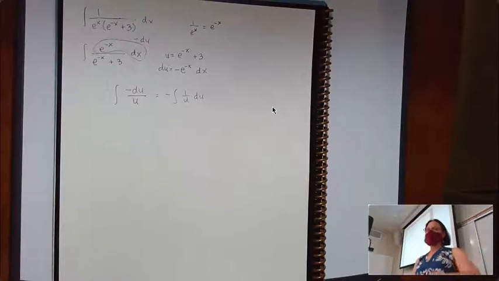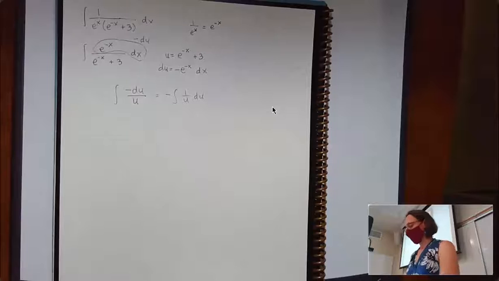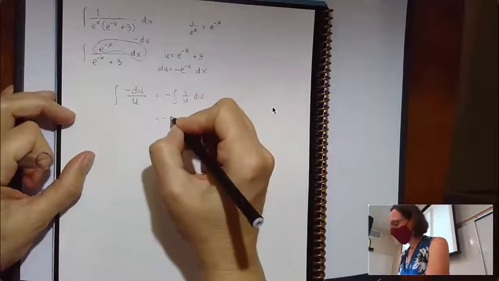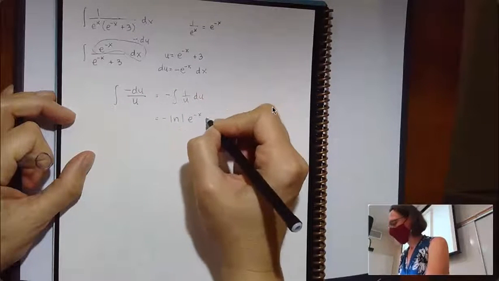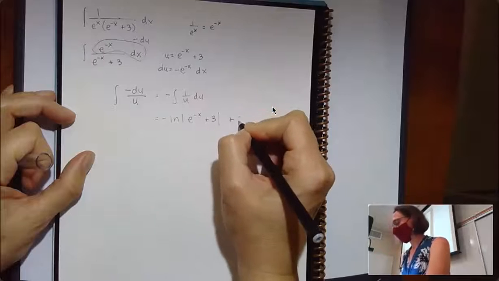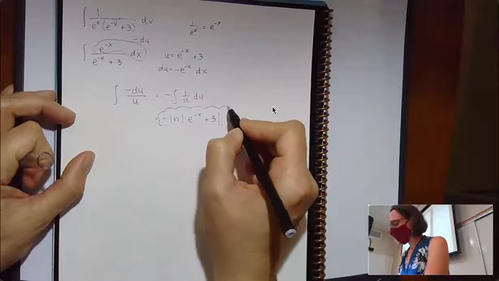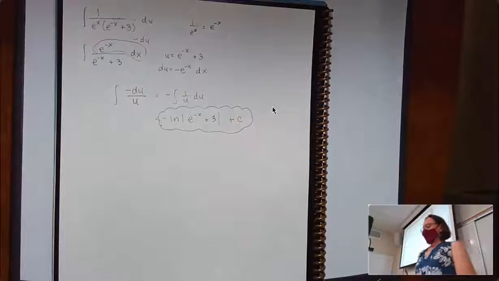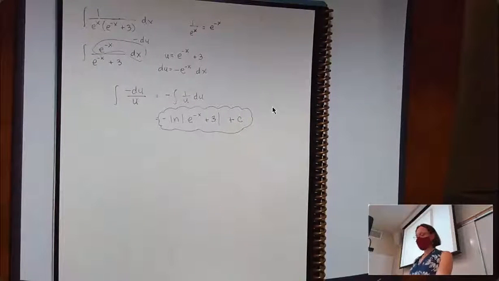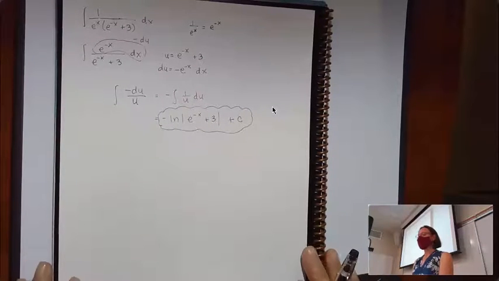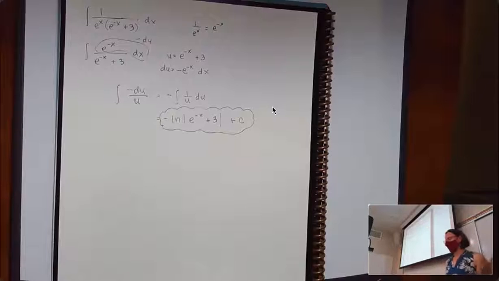And go, oh, hey, I know whose derivative that is. That's the derivative of natural log. So I've got negative natural log of e to the negative x plus 3 plus a constant. And we can't do much with this. If you really wanted to, you could take that negative sign that's out in front and bring it in as an exponent, but I wouldn't, I just leave it like that. Good times.